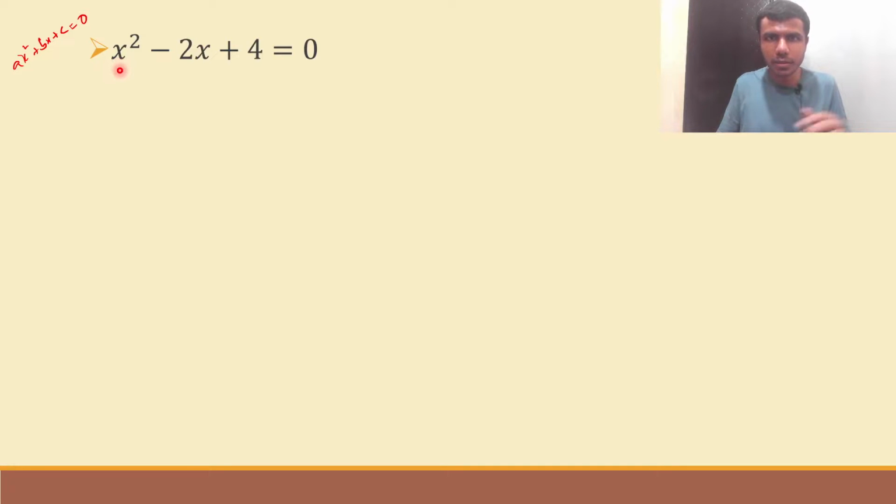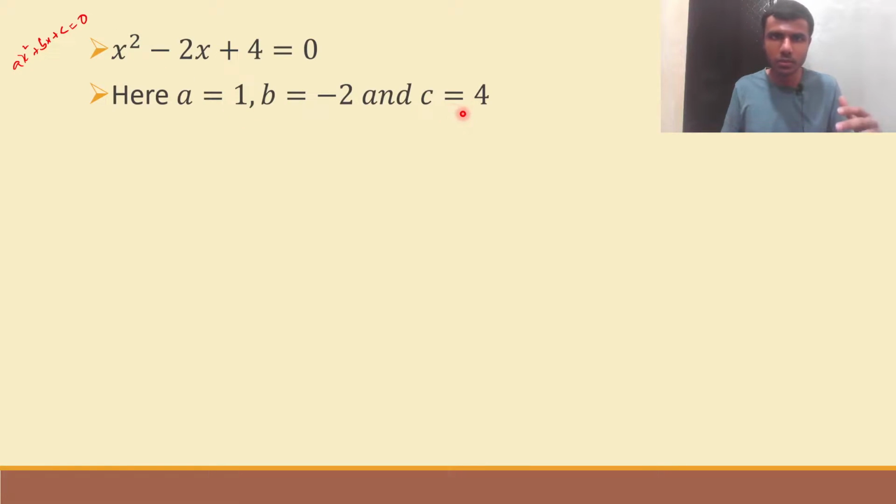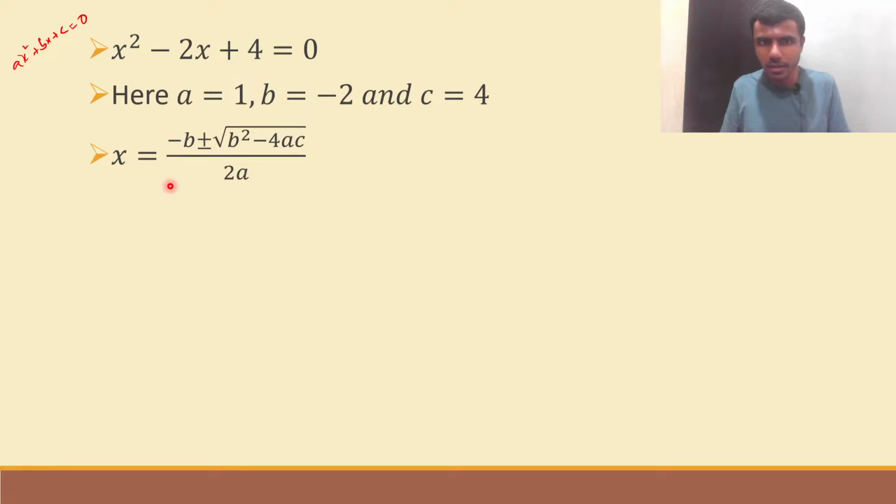Beside x square, this is just x square, meaning 1 into x square. So basically I have here a is 1, and beside x I have minus 2, so b is minus 2, and I have a constant as 4, so c is 4. So a is 1, b is minus 2, and c is 4. So our standard formula x equal to minus b plus or minus under root b square minus 4ac whole divided by 2. Just substitute b is minus 2, a is 1, and c is 4.